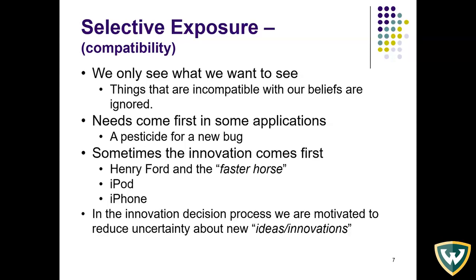In the innovation decision process, we're motivated to reduce uncertainty about ideas and innovation. So that's the whole idea behind the diffusion of innovation. That process that we go through is we're very uncertain about something that we've never seen before, that we've never used, and so we're trying to reduce that uncertainty through knowledge and trials and observability. We want to get from I'm afraid, I don't like this, to oh wow, this looks really neat, let's try it out. And that's it for this section.